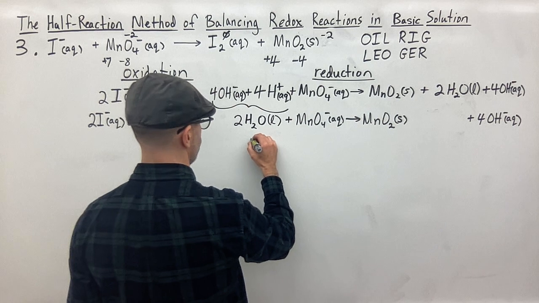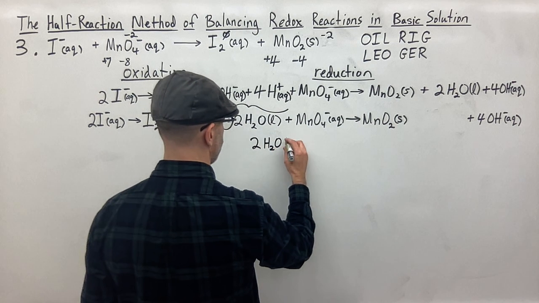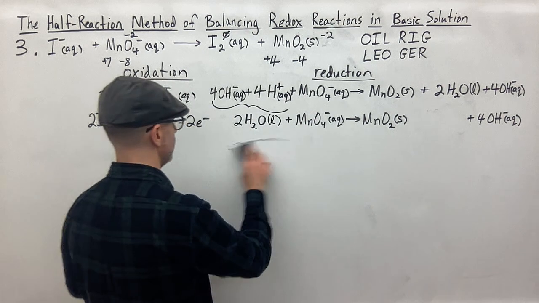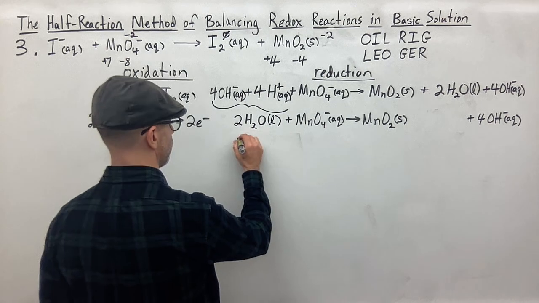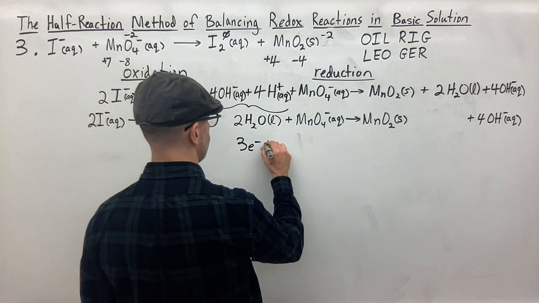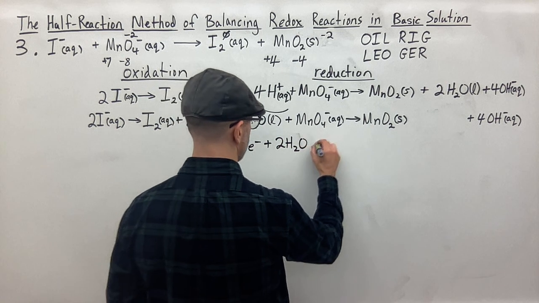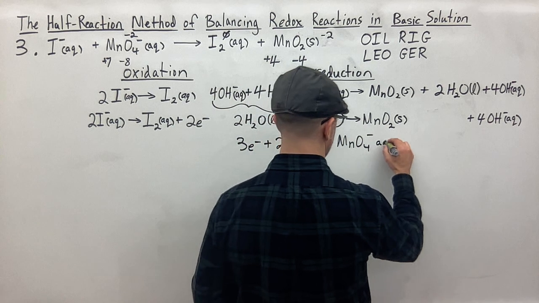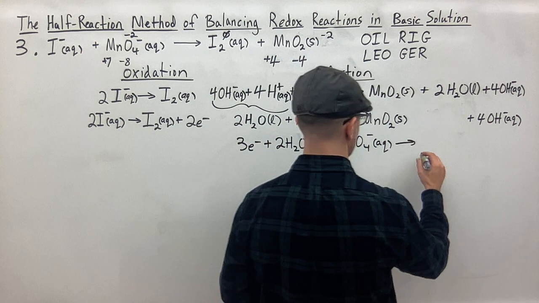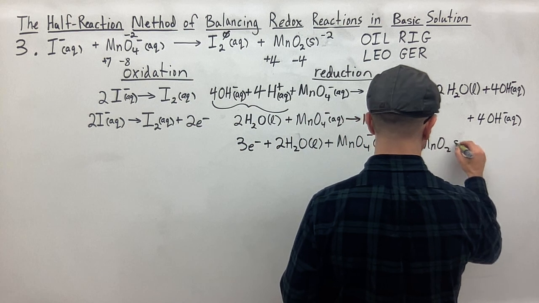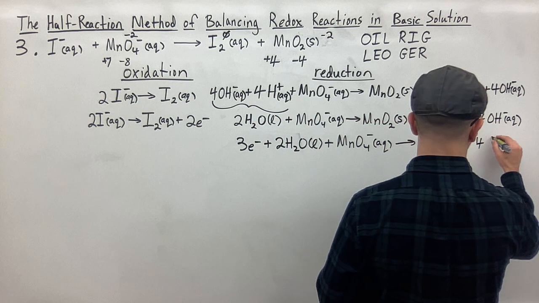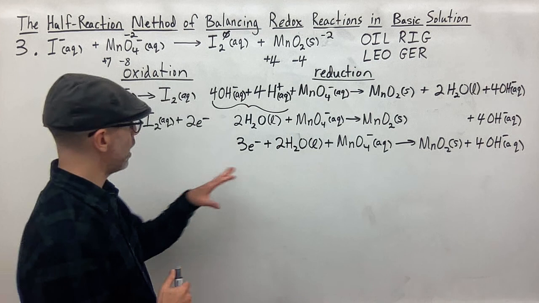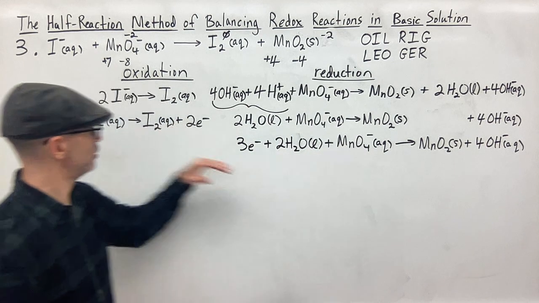So here I'm going to have 2 H2O liquid. Let me add the 3 electrons first. So I'm going to add 3 electrons this side plus the 2 H2O liquid plus the MnO4 minus aqueous goes to MnO2 solid plus the 4 hydroxides aqueous. Okay, so now my charges are balanced.